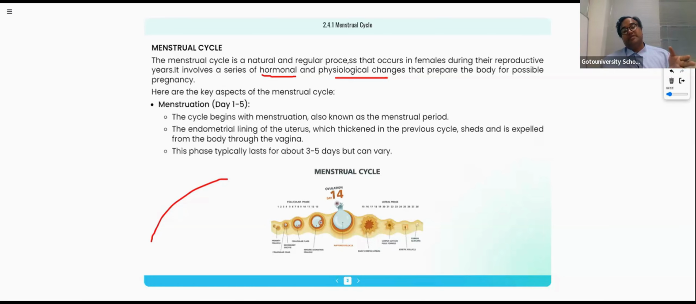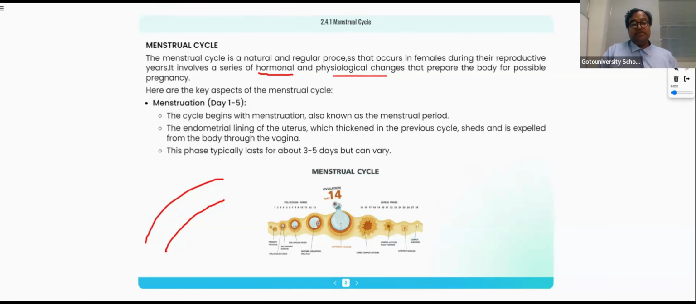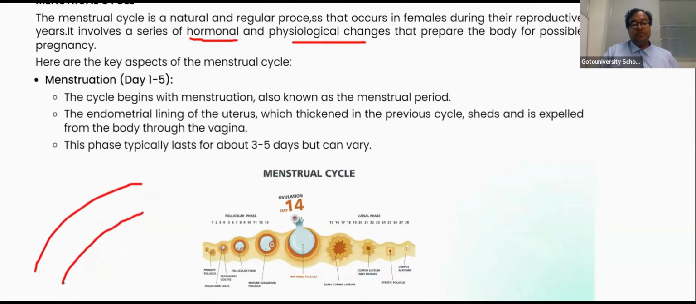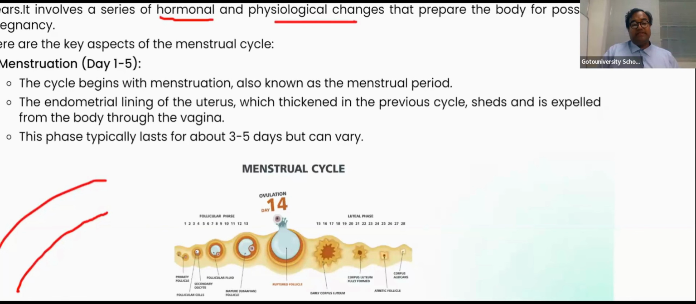Here, the girl has not conceived in the last segment of the menstruation cycle, so the thick endometrium will go for degeneration. That is the reason they say the endometrium lining of the uterus, which is thickened in the previous cycle, sheds and is expelled out from the body through the vagina. So that is the first few starting phase.